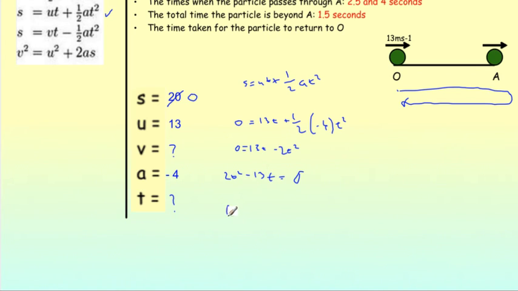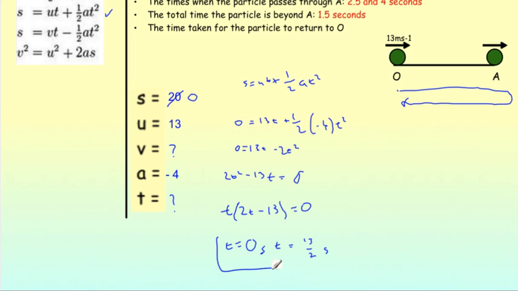Well, we can factorize T out there. So we get T bracket 2T minus 13, and that's equal to 0. So then we know that T is either equal to 0 or 2T minus 13 is 0, which means that T is equal to 13 over 2, or 6.5. And again, that's going to be in seconds.